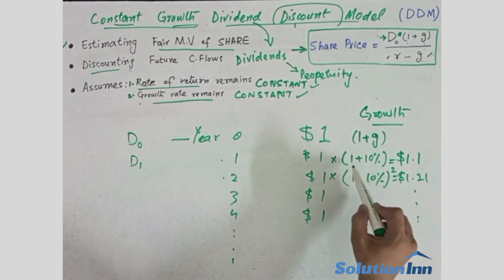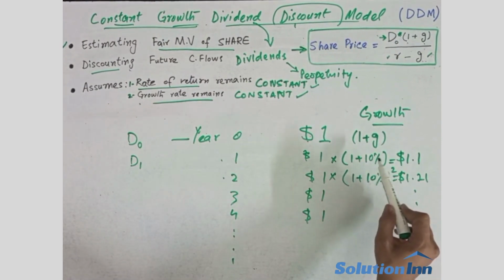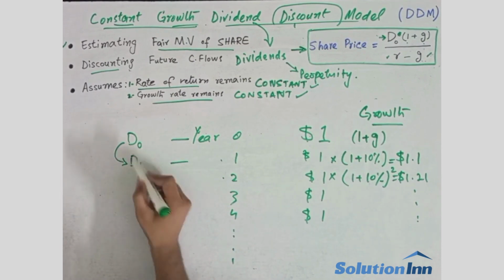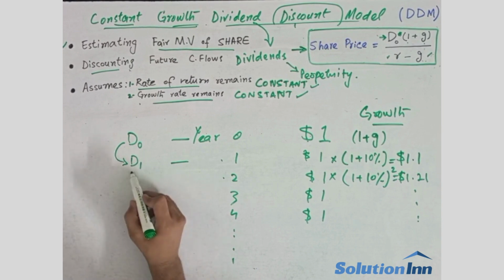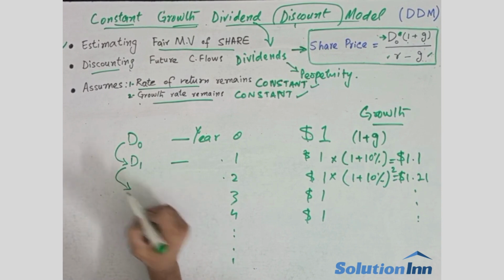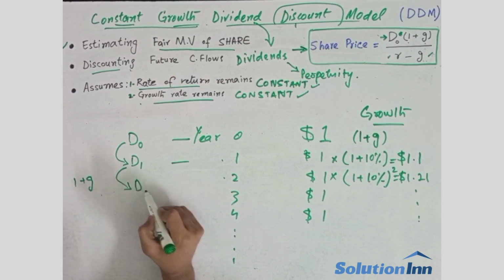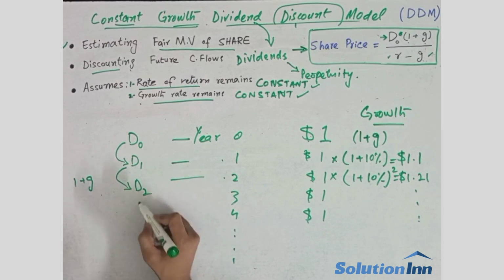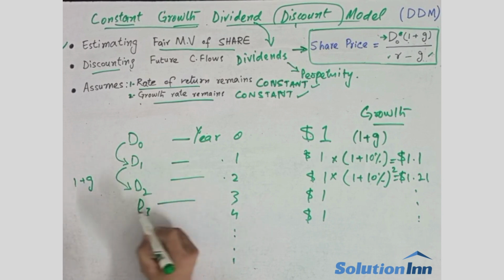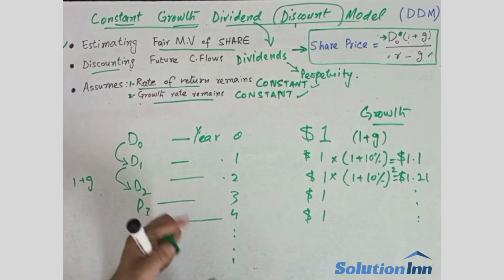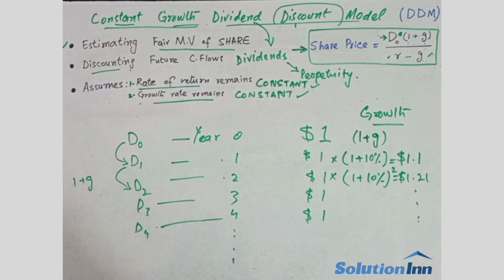Remember, if the element of growth is multiplied once, the dividend for next year will be calculated. Similarly, if this is multiplied with another growth factor of 1 plus g, we will have D2 for year 2, and so on, D3 for year 3, and D4 for year 4. So this is the basic difference between a dividend model without a growth factor and with a growth factor.